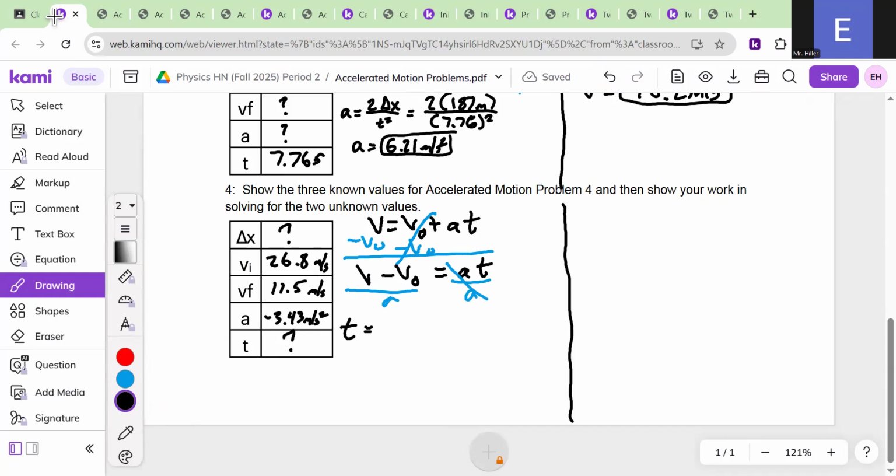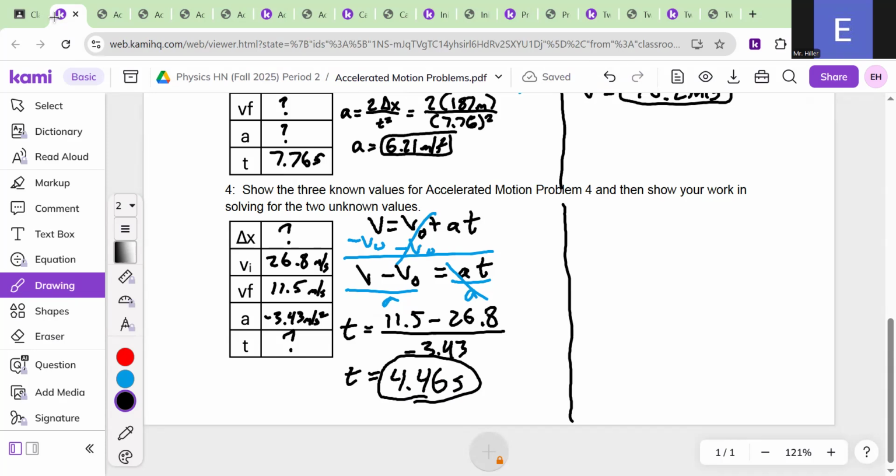and T equals, we can plug it in at this point, 11.5 minus 26.8 over negative 3.43. Notice your initial speed will be less than your final speed, so just keep that in mind. Okay, your initial speed will be more than your final speed, giving the numerator a negative value, like mine, dividing by a negative acceleration, which will give you, of course, a positive time. 4.46 in my case.